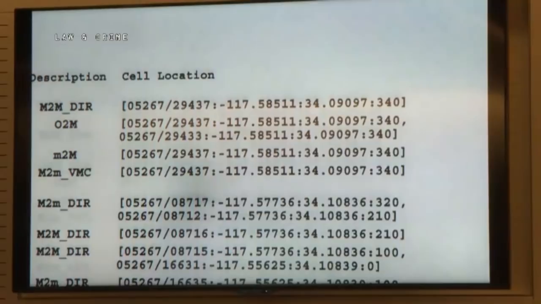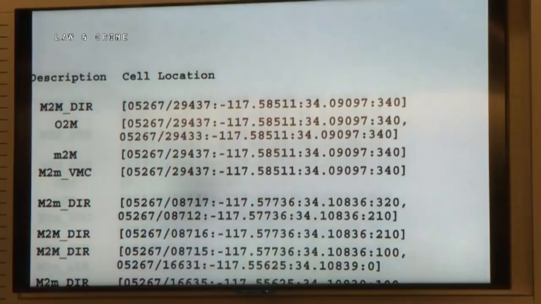The next, after the colon, you see this negative 117 number. That's the longitude, and then the next number after the next colon, which is a 34-point number, indicates the latitude. So that gives you the geographic spot on the map. And after the last colon, you see a 340.